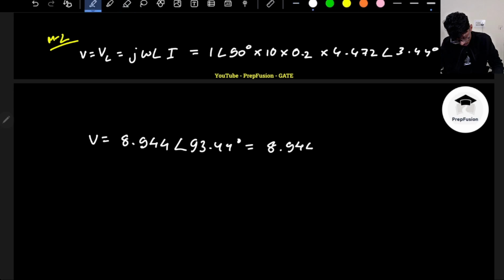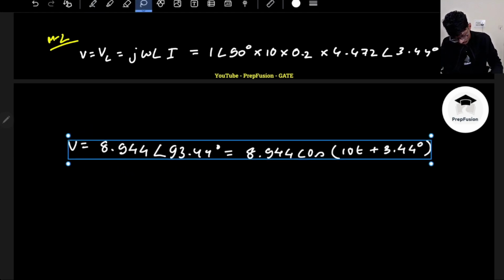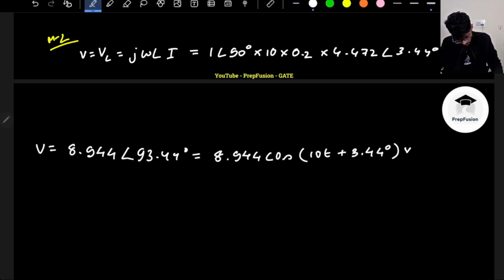Now if you convert this back into sinusoid, this will be 8.944 cos of 10t plus 3.44 degrees. This will be your voltage.